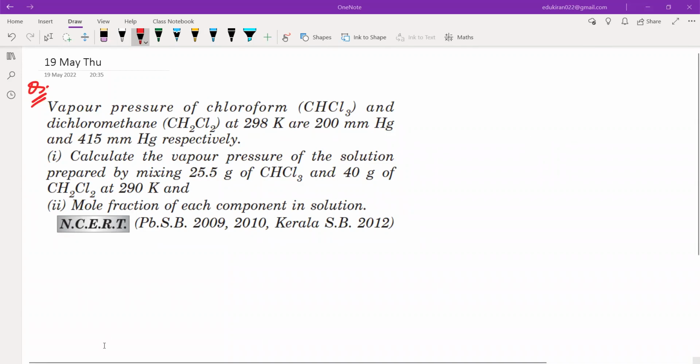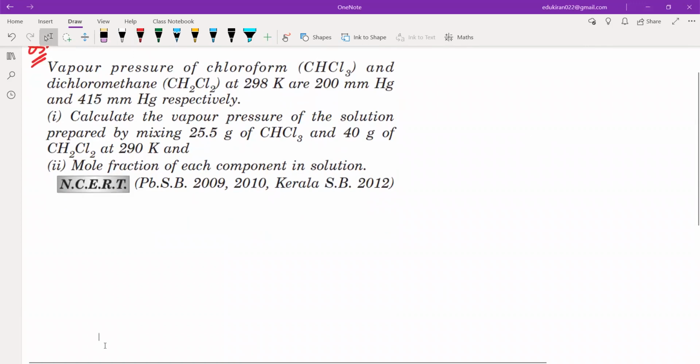Vapor pressure of chloroform and dichloromethane are given as 200 mm of Hg and 415 mm of Hg respectively. Calculate the vapor pressure of the solution prepared by mixing 25.5 gram of CHCl3 and 40 gram of CH2Cl2.